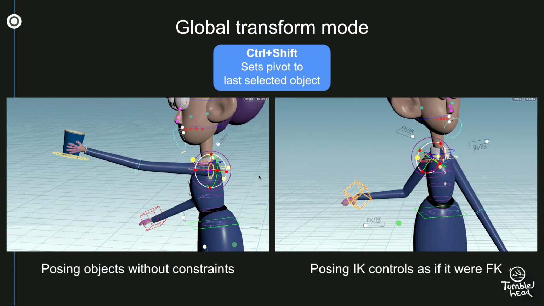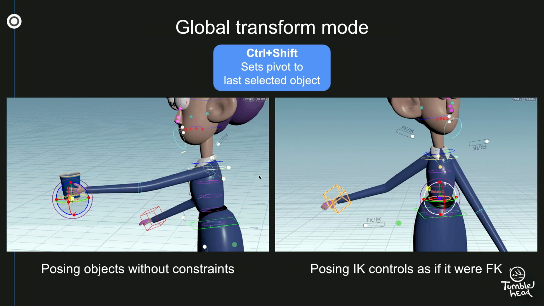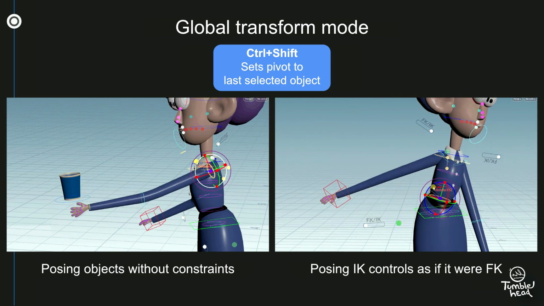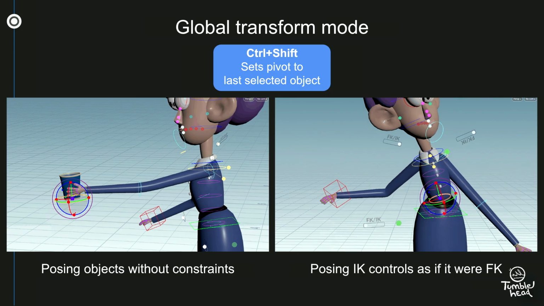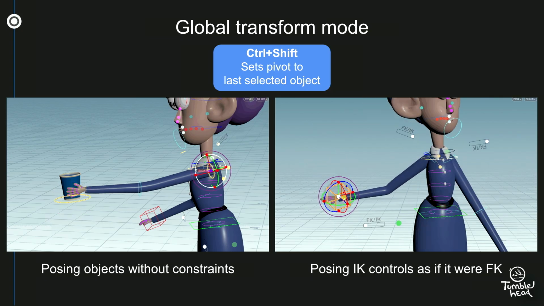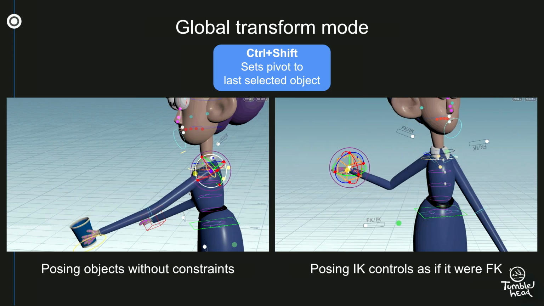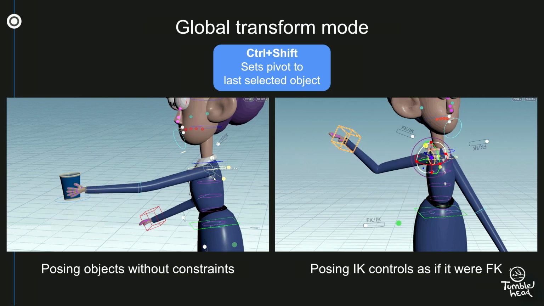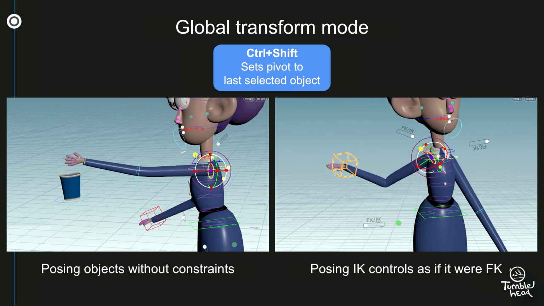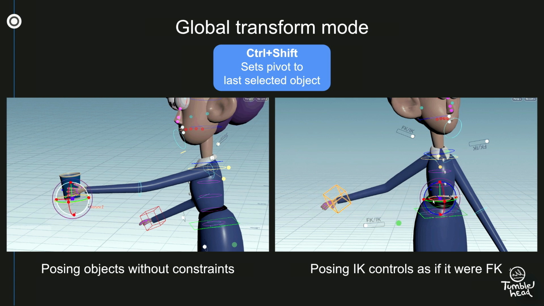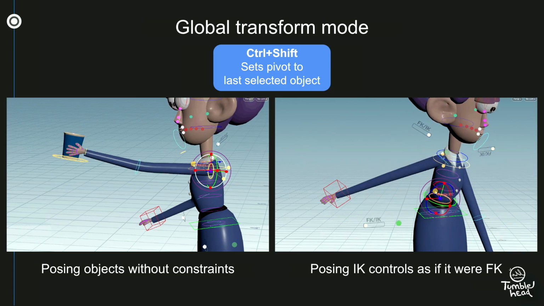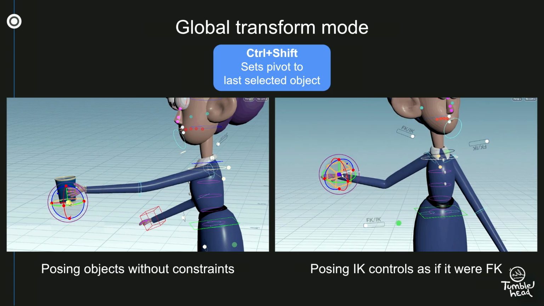You can also use it to not have to worry so much about whether you're in IK or FK mode. To the right here, you can see her hand is actually in IK right now. But if we select her hand and then the shoulder, we can just rotate her shoulder with the IK as if it were FK, which saves a lot of time instead of having to switch between FK and IK and then match them up and everything.